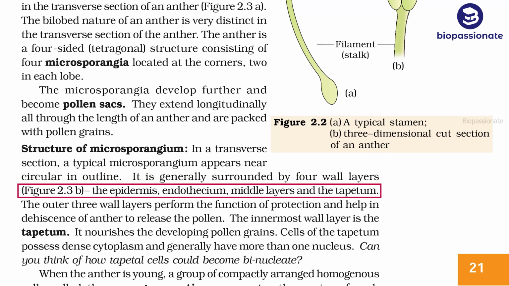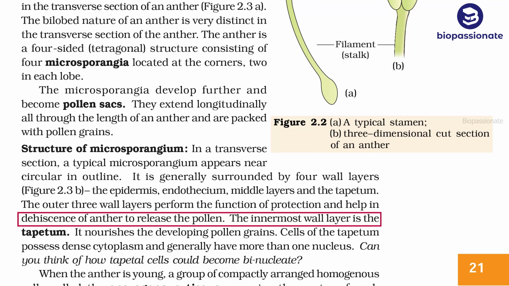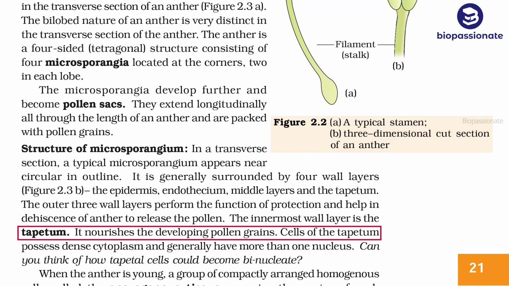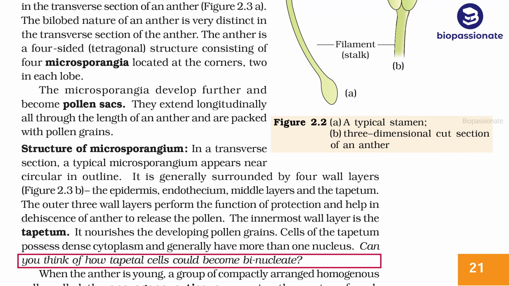Figure 2.3b, the epidermis, endothecium, middle layers, and the tapetum. The outer 3 wall layers perform the function of protection and help in dehiscence of anther to release the pollen. The innermost wall layer is the tapetum. It nourishes the developing pollen grains. Cells of the tapetum possess dense cytoplasm and generally have more than one nucleus. Can you think of how tapetal cells could become binucleate?